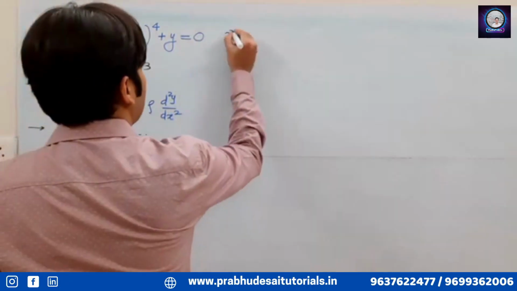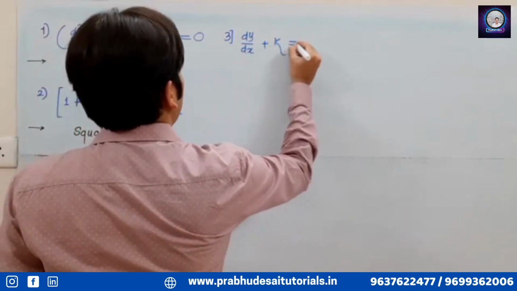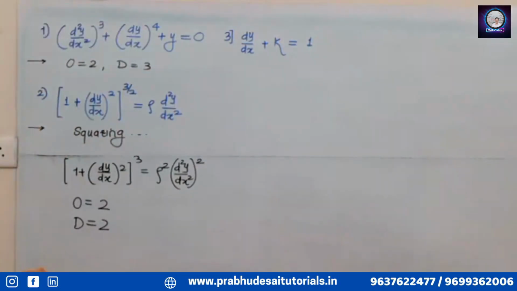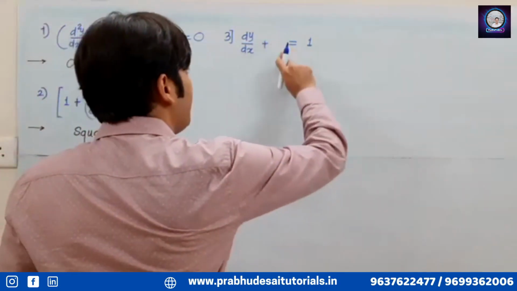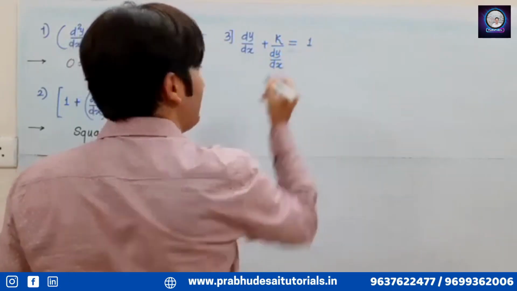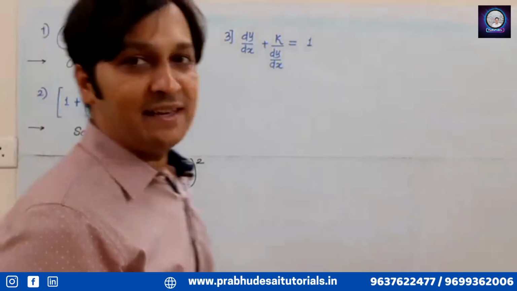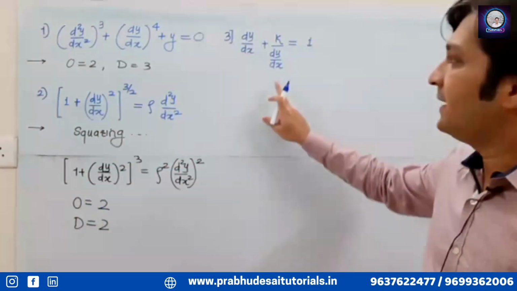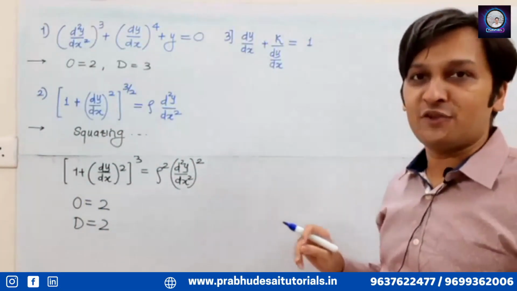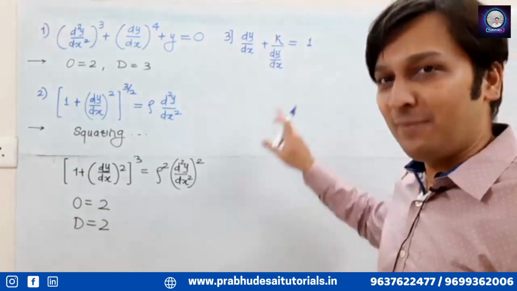Number 3 is dy/dx + k/(dy/dx) = 1. Tell me how to start this. Can we write the order and degree directly for this one? No. Multiply by dy/dx.